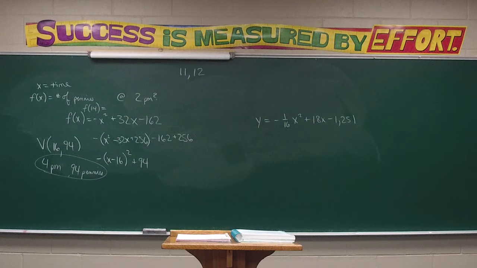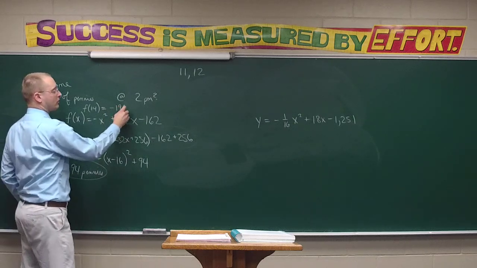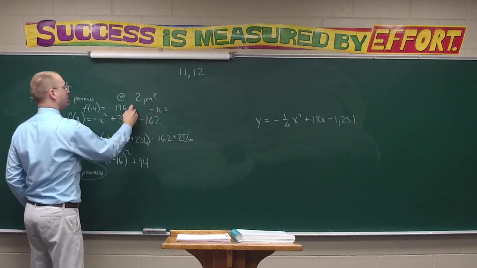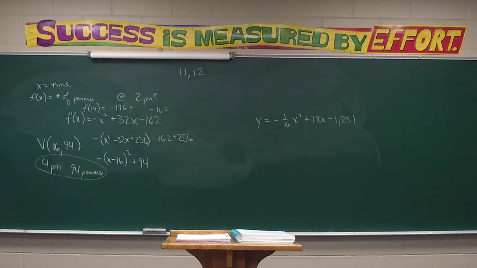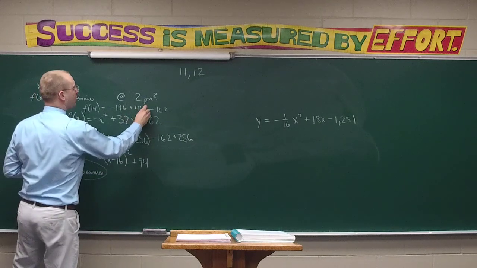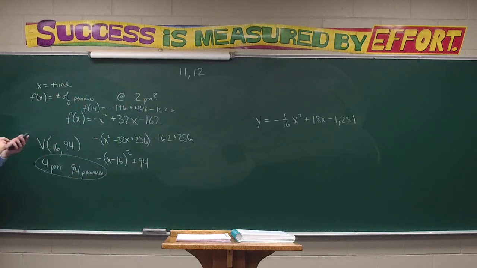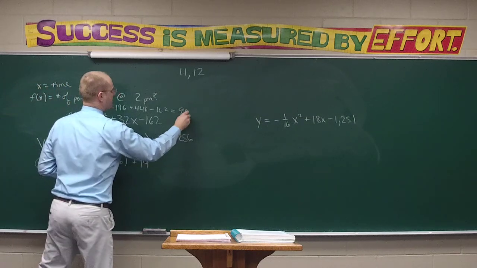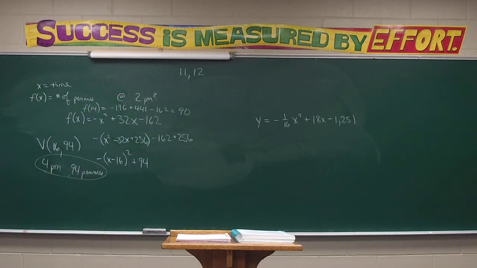If it had asked for it, it did, but if it had, and I'm not doing that in my head either. 32 times 14. 90. And yep, so 90 pennies. So not a whole lot more pennies going in at 4, frankly, than at 2, right? But 90 pennies going in the fountain at 2 p.m.